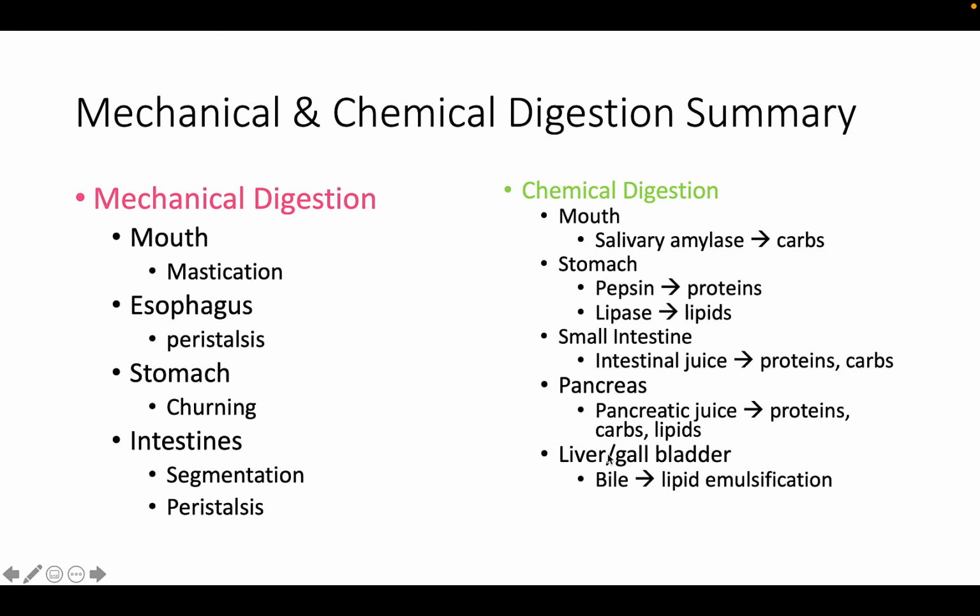And the liver and gallbladder help release that bile so we can break down lipids, which are large and difficult to absorb in the epithelial cells that are lined with water as well. So we have to break them down into smaller nonpolar substances so that they can diffuse across those cell walls.